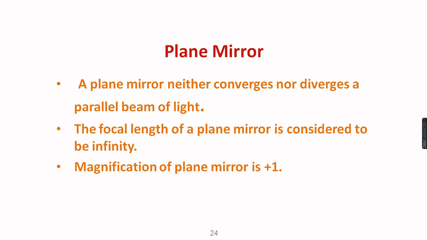A few more important things about plane mirror. It neither converges nor diverges a parallel beam of light. Focal length of plane mirror is infinity and magnification of plane mirror is +1. 1 means that size of object and size of image are same, and plus sign here means that image is erect.